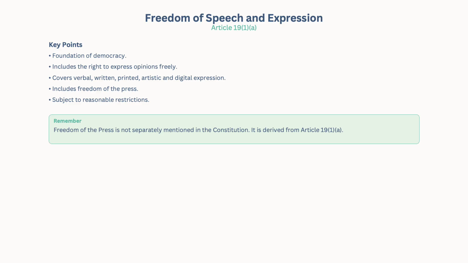It includes the right to express opinions freely. It covers verbal, written, printed, artistic, and digital expressions. It includes freedom of the press, subject to reasonable restrictions. Like I said, at times of national emergency, it can be suspended. The remaining 5 freedoms, you can take a look at once you're home.